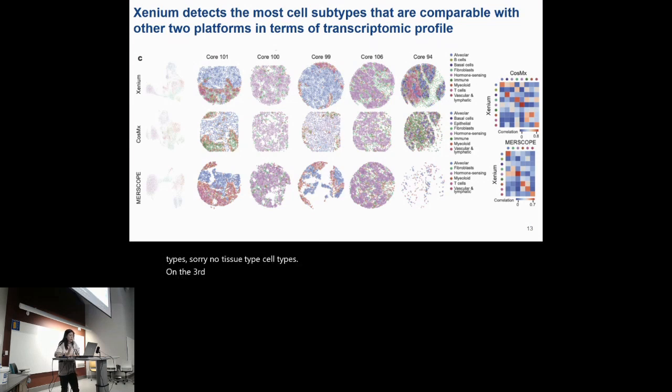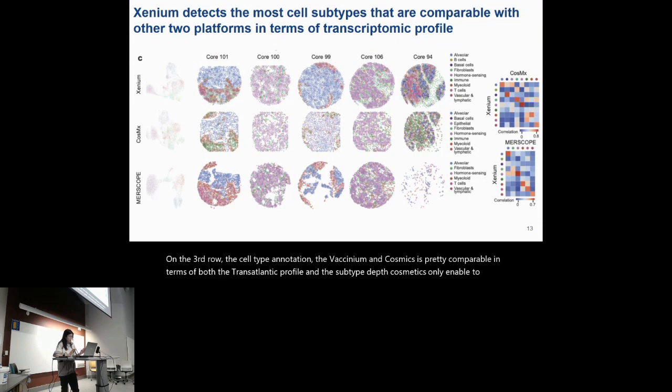The cell type annotation of Xenium and CosMx is pretty comparable in terms of both the transcriptomic profile and the subtype depth. CosMx was only unable to annotate 2 immune cell subtypes, which are B cells and T cells. And gene expression of the same cell type from both platforms correlates well, as we can see here from the heat map on the right.